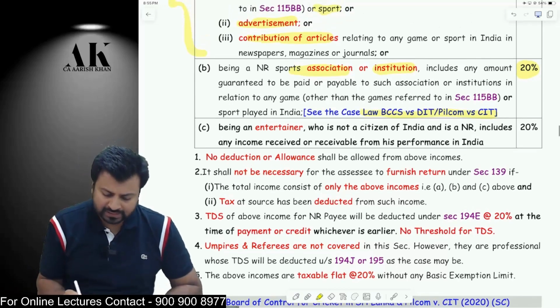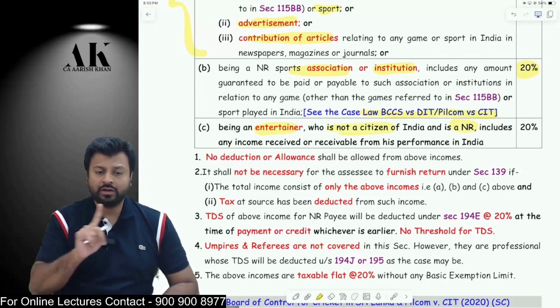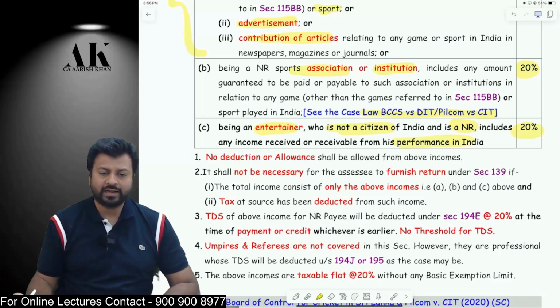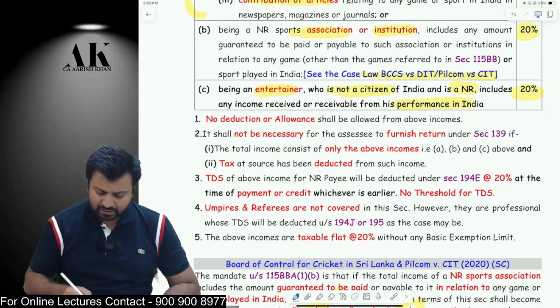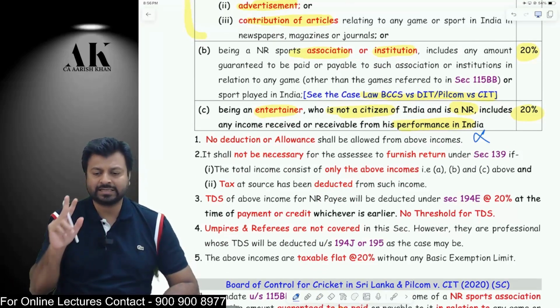Okay. And the third one is, if there is an entertainer who is a non-resident as well as not a citizen of India, if they earn anything from performance in India, that will also be liable for 20% tax in India. Okay. Now, whether they will get any deduction of any expense? No deduction of any expense or allowance will be allowed from this income. This will be directly taxable at 20%.